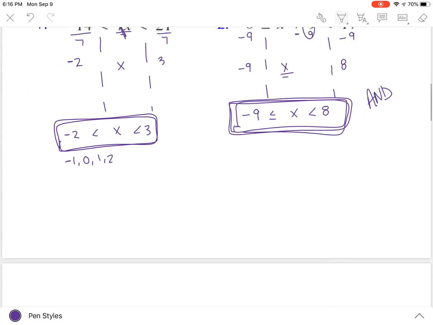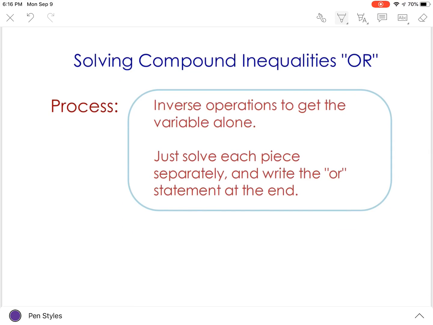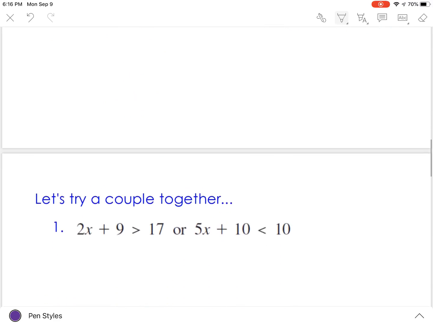Let's take a look at or inequalities. So or inequalities, still using inverse operations to get the variable alone. That hasn't changed. But we're going to solve each piece separately and then write the or statement at the end. So really it's like solving 2 individual inequalities and writing the word or in the middle at the very end. So let's take a look.